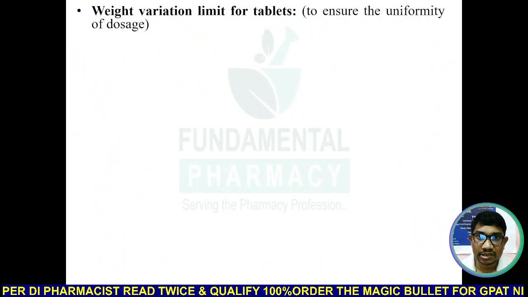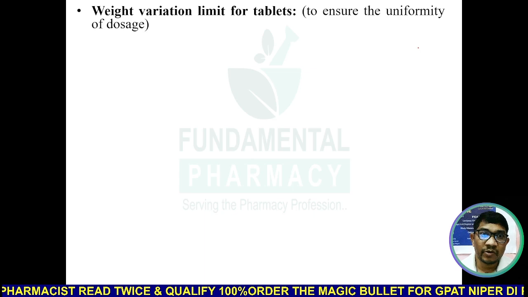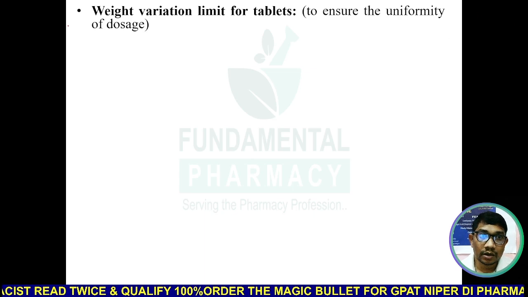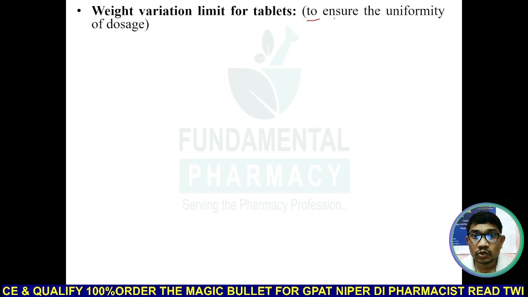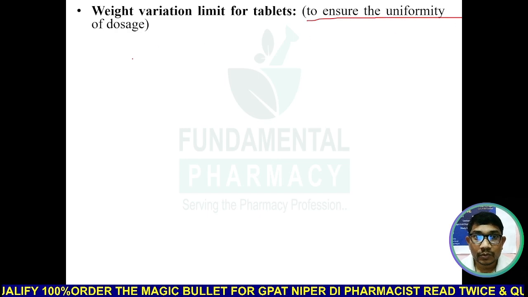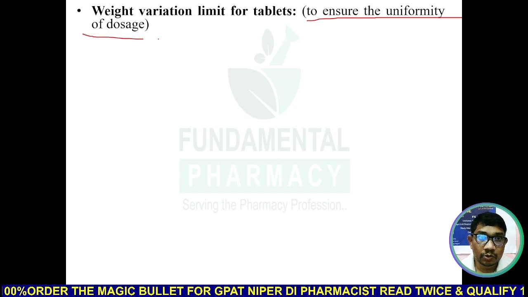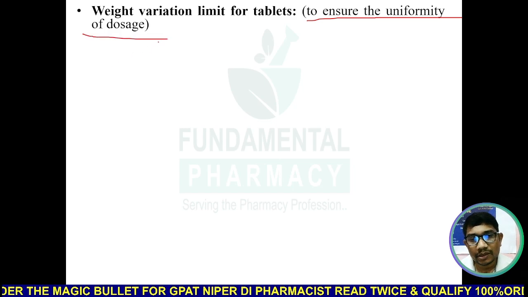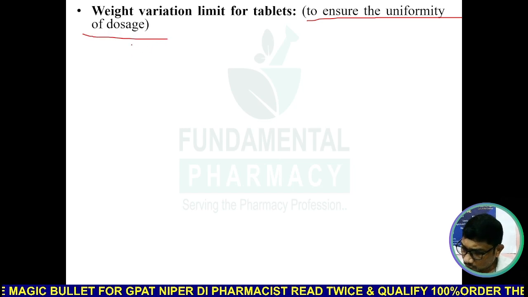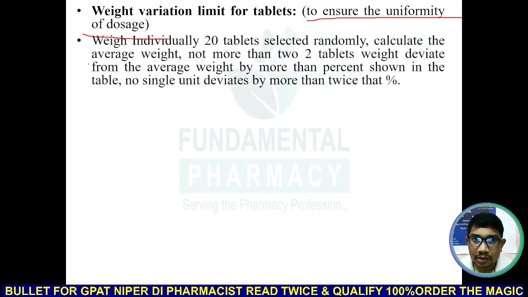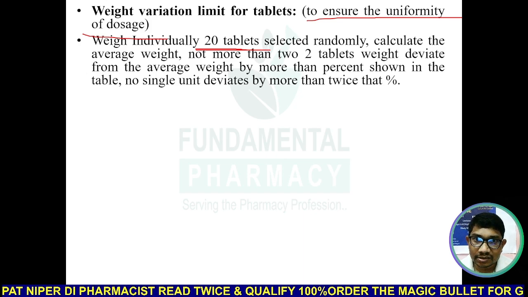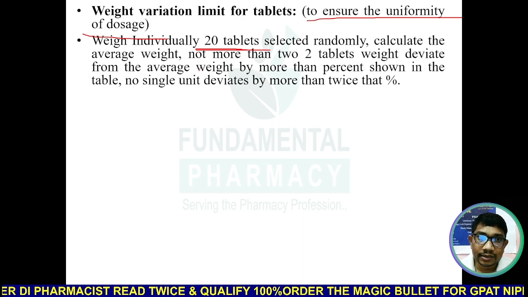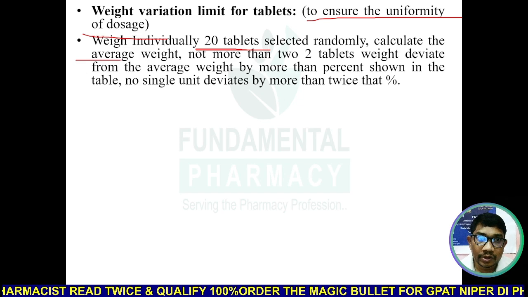The first question that can be covered from this is the purpose of the weight variation test, or the inference of the weight variation test. So the weight variation test is done to ensure the content uniformity, the dosage uniformity. Now in the test, what you have to do is take 20 tablets. You have to select 20 tablets randomly from the batch, and then you have to calculate the average weight.